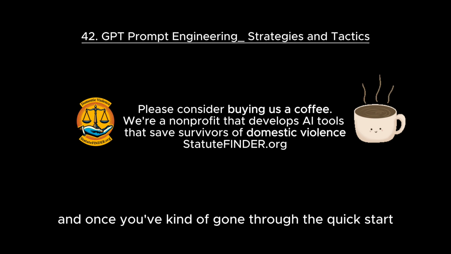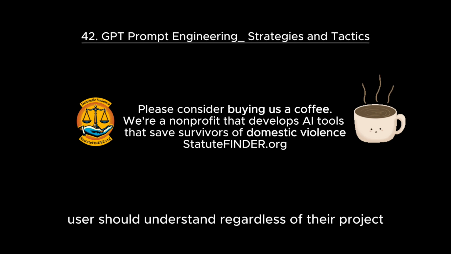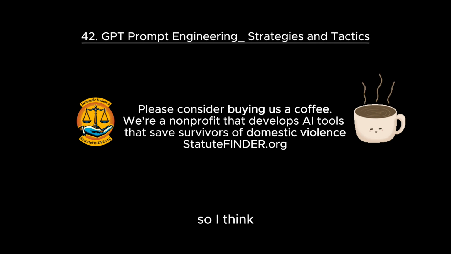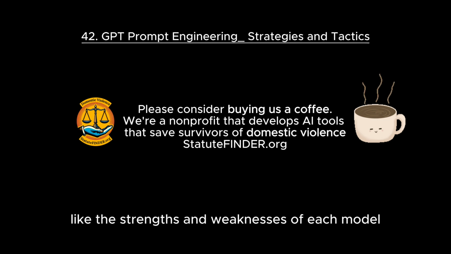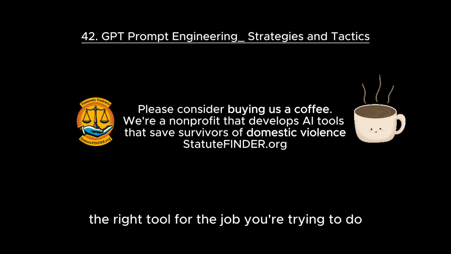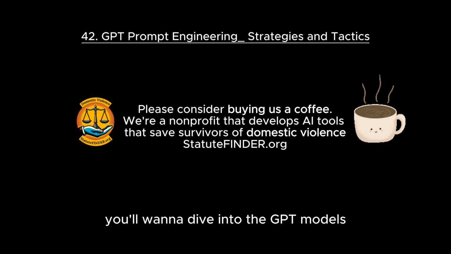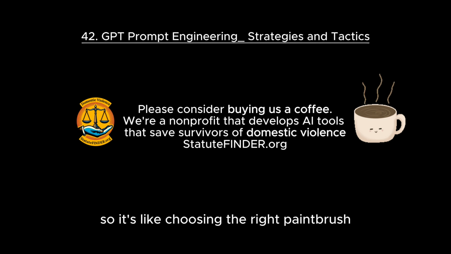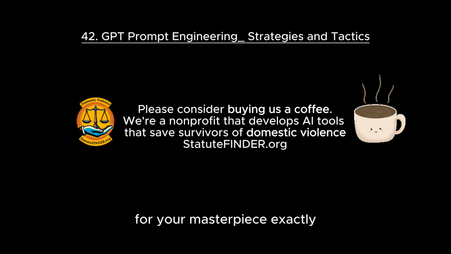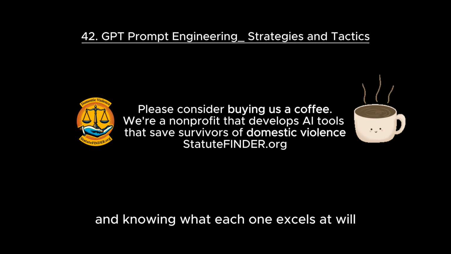And once you've gone through the quick start, what are some of the essential concepts that every OpenAI user should understand regardless of their project? I think understanding the different model types is really crucial. The documentation does a great job of breaking down the strengths and weaknesses of each model, and that can help you choose the right tool for the job. For instance, if you're working with text, you'll want to dive into the GPT models, while image generation would lead you to DALL-E. So it's like choosing the right paintbrush for your masterpiece. Exactly. Each model has its own unique capabilities, and knowing what each one excels at will help you unlock their full potential.